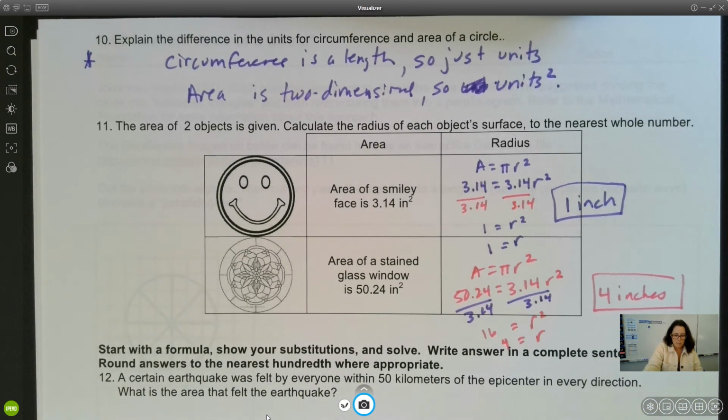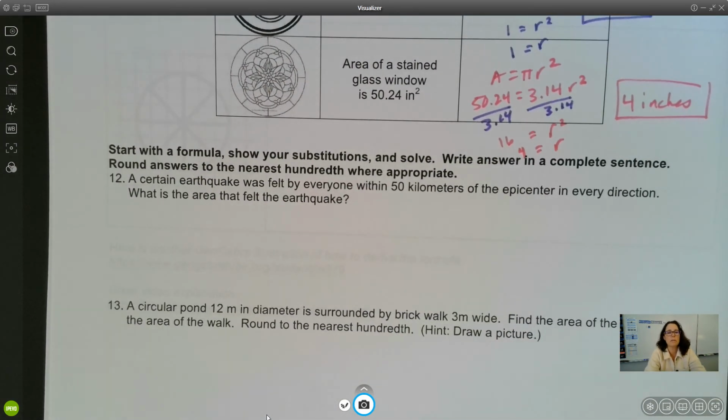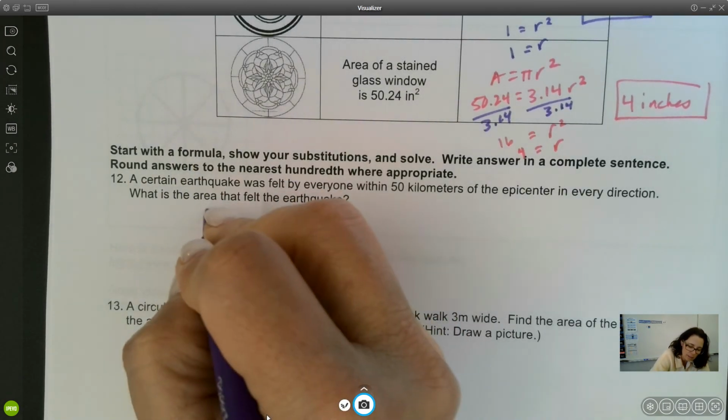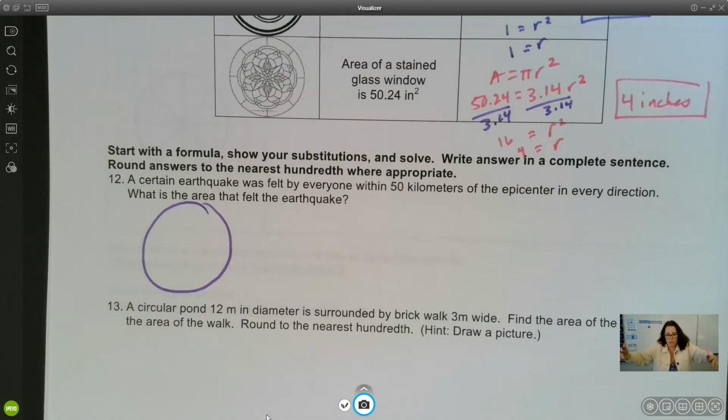All right, number 12. Start with a formula, show your substitutions, and solve. Write the answer in a sentence. Round answers to the nearest hundredth where appropriate. So we're rounding. We're not keeping pi in our answer. A certain earthquake was felt by everyone within 50 kilometers of the epicenter in every direction. Do you understand that 50 kilometers is the radius of a circle? You need to think about it like this. That's where the earthquake goes out to.